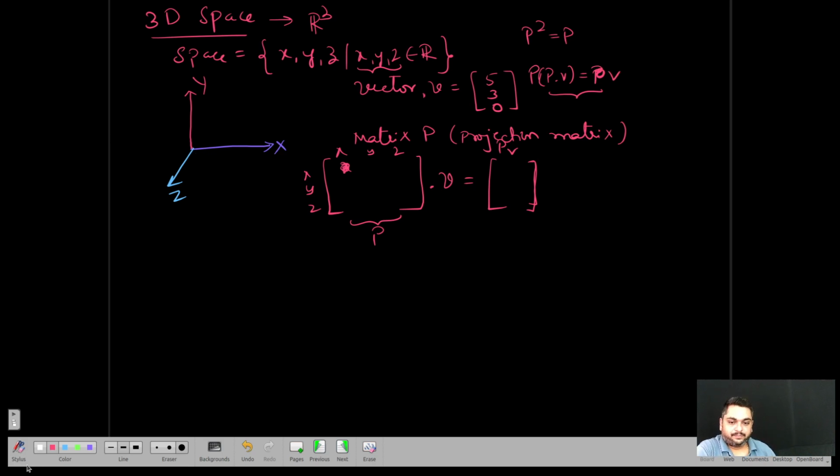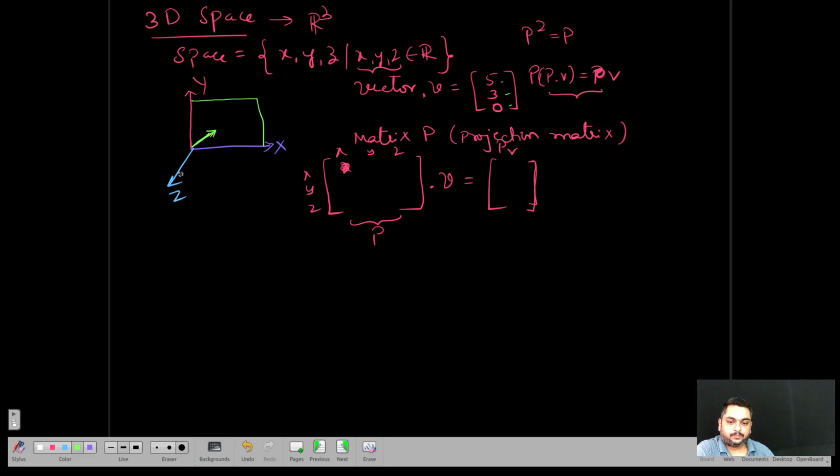So now let us imagine this. This is a vector. For example, I have taken 5, 3, and 0. Means x is equal to 5, y equal to 3, z equal to 0. Somewhere this vector is here, imagine like this. On the z axis it's not there because z is 0. So it is on the xy plane. So this is my xy plane.